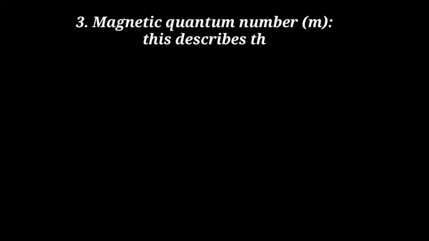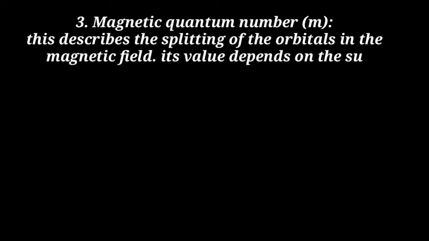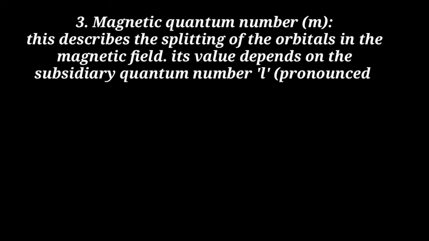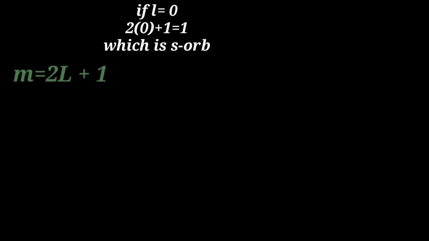3, the magnetic quantum number. This describes the splitting of orbitals in the magnetic field. The values of m depend on the subsidiary quantum number. It ranges from the negative of the azimuthal quantum number to the positive of the subsidiary quantum number. The formula is 2l plus 1. When l is equal to 0, we have 2 times 0, which gives us 0, plus 1. And this gives 1, which is only the s orbital.